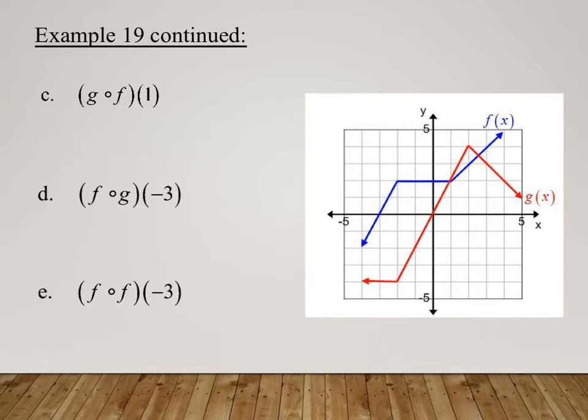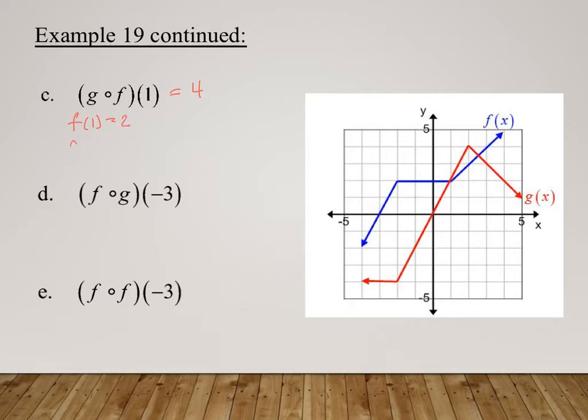So in this case, you should have gotten 4. And you say, well, how is that possible? So the first step is f of 1, right? We look at f of 1 and we say, oh, f of 1 is 2.